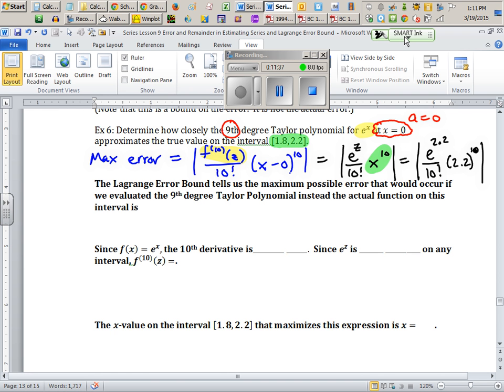And this needs to be typed. Okay, so let's get that done. And I got 0.0066. Okay, so I'll just put my answer on the left. The max error is 0.0066.